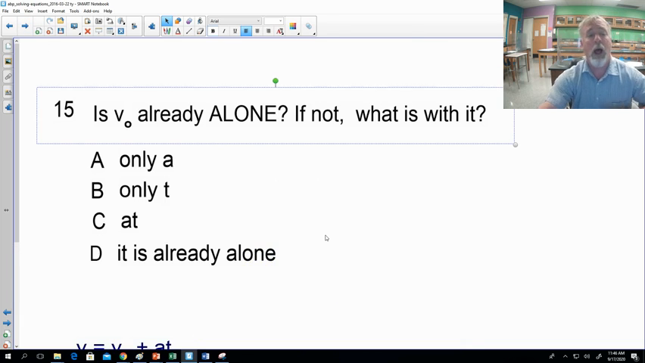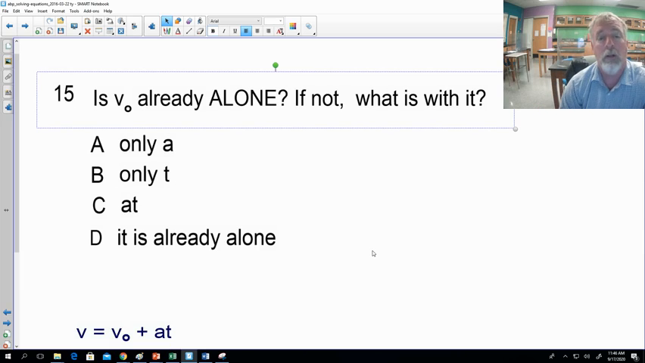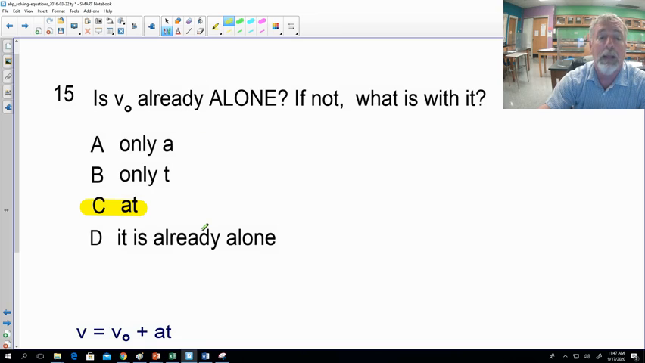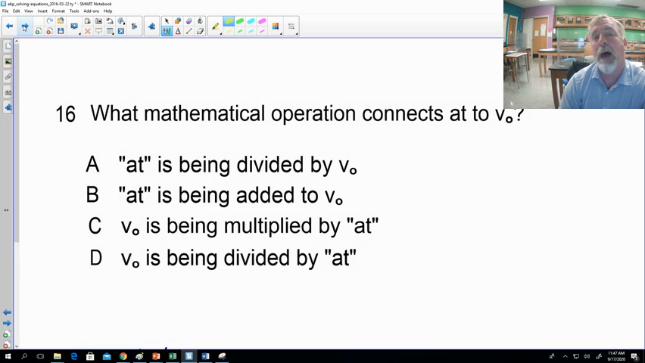So the first question I want you to ask is, is V0 already alone? Well, if we look at our equation down here, no, V0 is not alone. There's an AT already added to it. So for this question, we're going to say no, it's not alone. What is with it is the AT. We've got an AT term, acceleration times time term, added to our V0. So our next question, what's the mathematical operation that connects AT, that variable A times T, to V0?